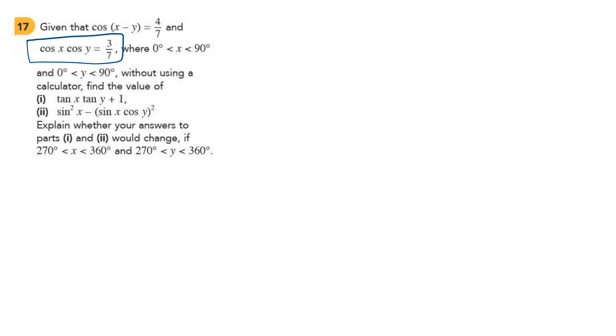Part 2 is sine squared x minus bracket sine x cos y close bracket squared. Okay, and then you're supposed to explain what happens if your angles x and y are no longer in the first quadrant, but they are in the fourth quadrant. So would your answer change? All right, so let's do a recap first.